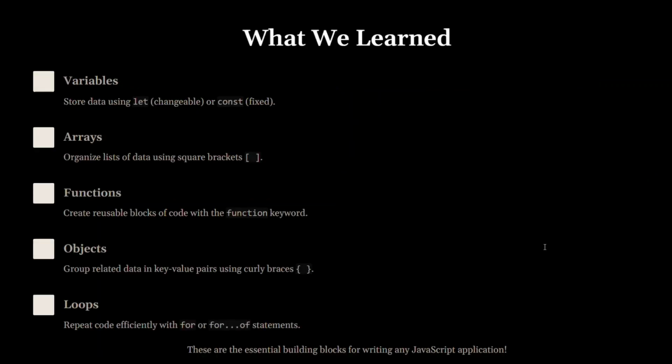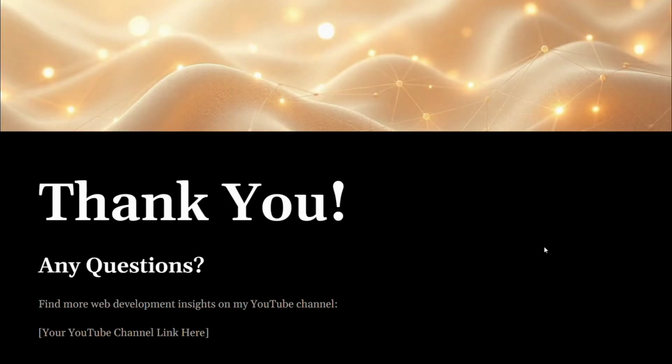So in this entire course, we have learned about variables, which store data; arrays, which organize a list of data; functions, which are reusable blocks; and objects, which group related data as key-value pairs. Mainly, arrays and objects have a specific difference: arrays use square brackets, and objects use curly braces. Loops are just repetitions. Thank you.